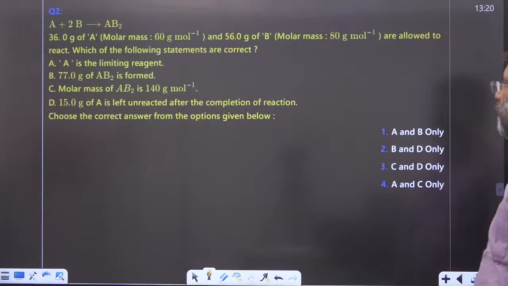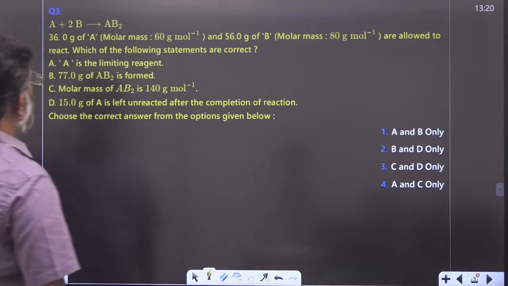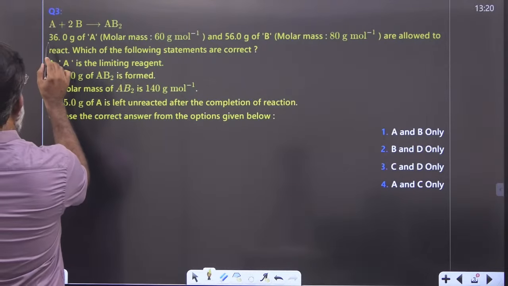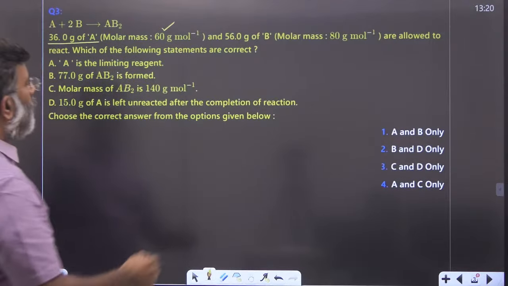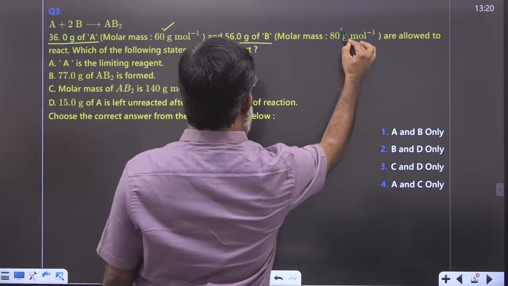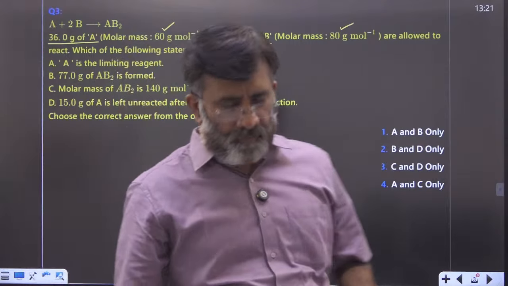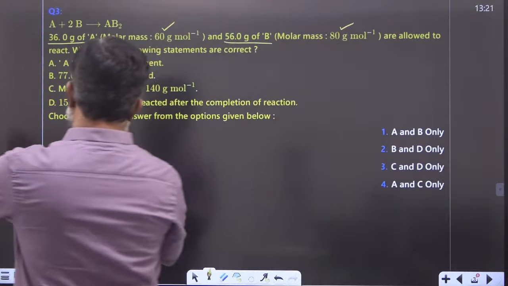അടുത്തത്. A plus 2B giving AB2. 36.36 gram A, molar mass 60, and 56 gram B, molar mass 80 are allowed to react. Which of the following statements are correct എന്നാണ് ചോദ്യം. ഇവിടെ കുറച്ച് സ്റ്റേറ്റ്മെന്റ്സ് തന്നിട്ടുണ്ട് കേട്ടോ, ഏതാണ് കറക്റ്റ് എന്നാണ് ചോദ്യം. നമുക്ക് നോക്കാം.